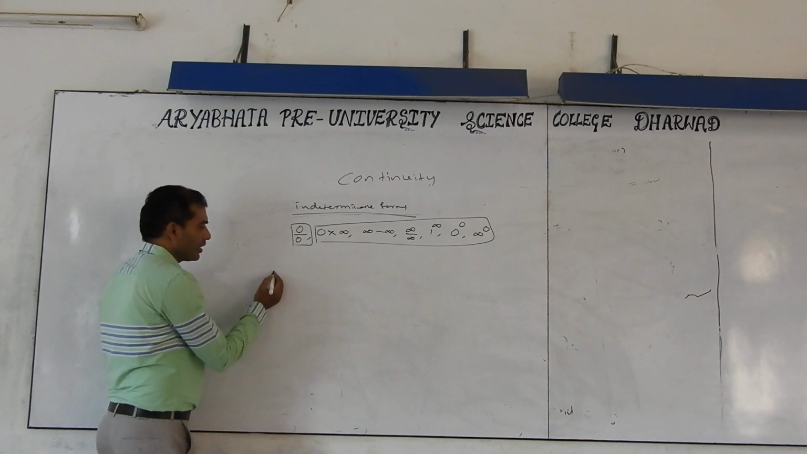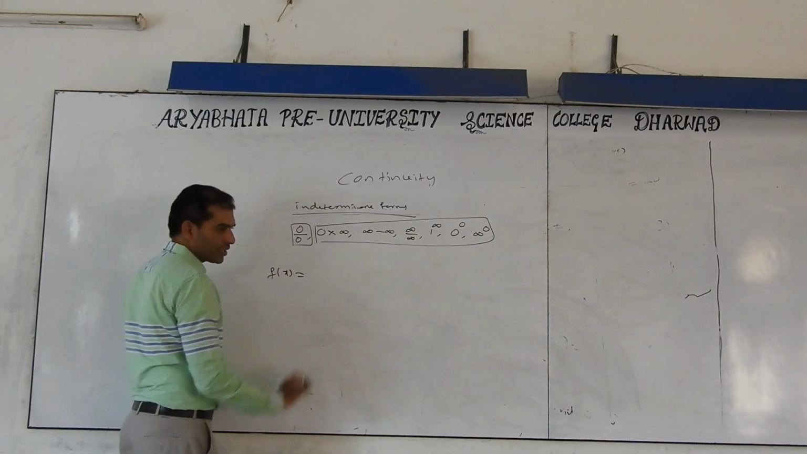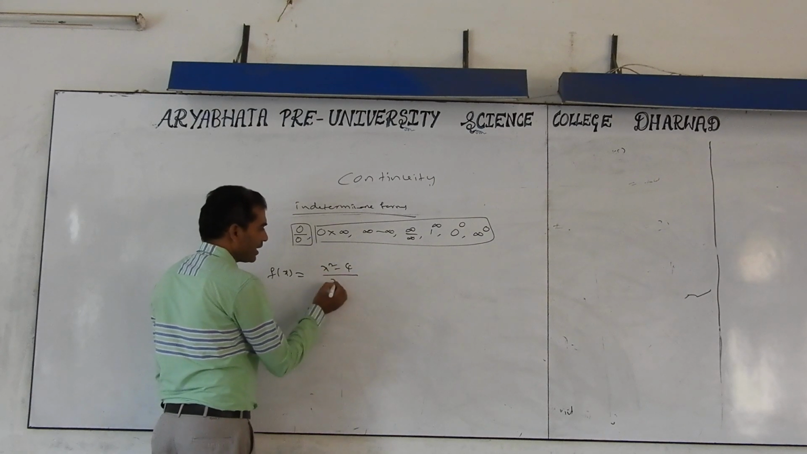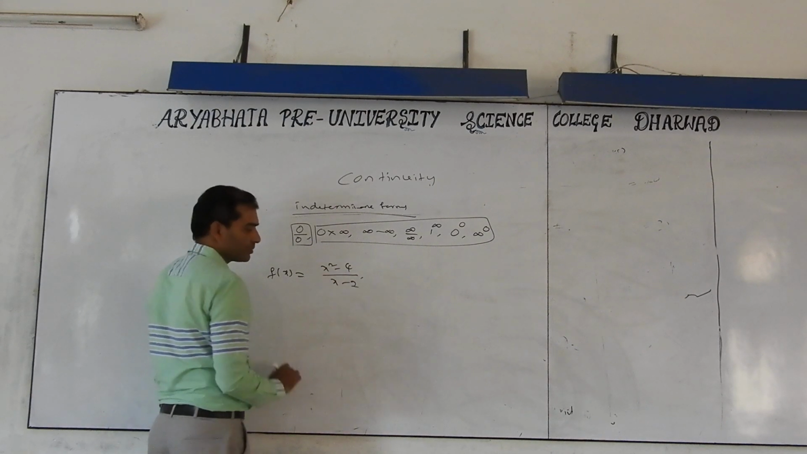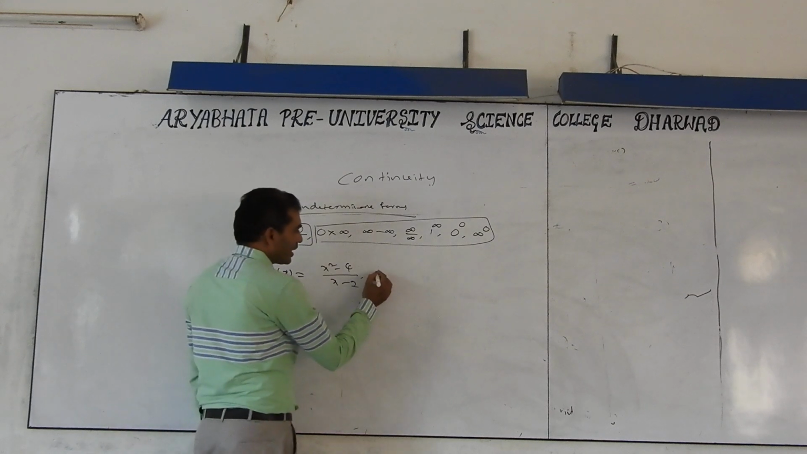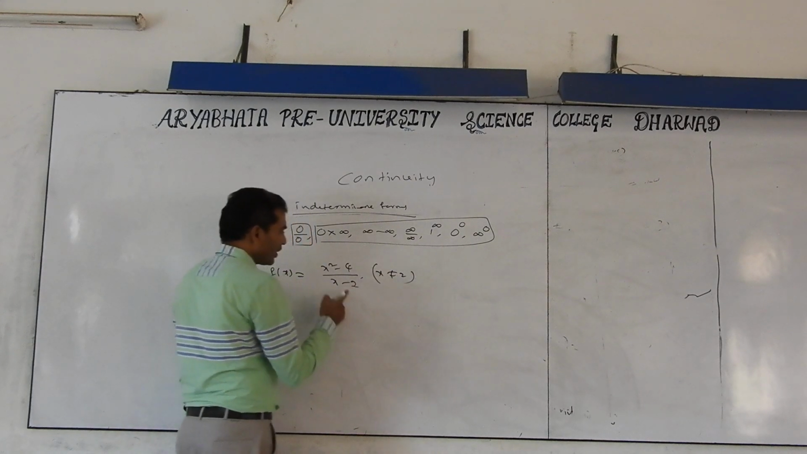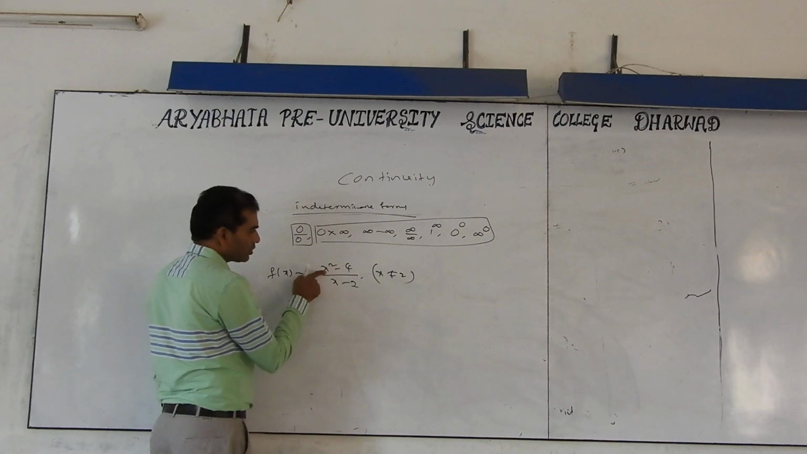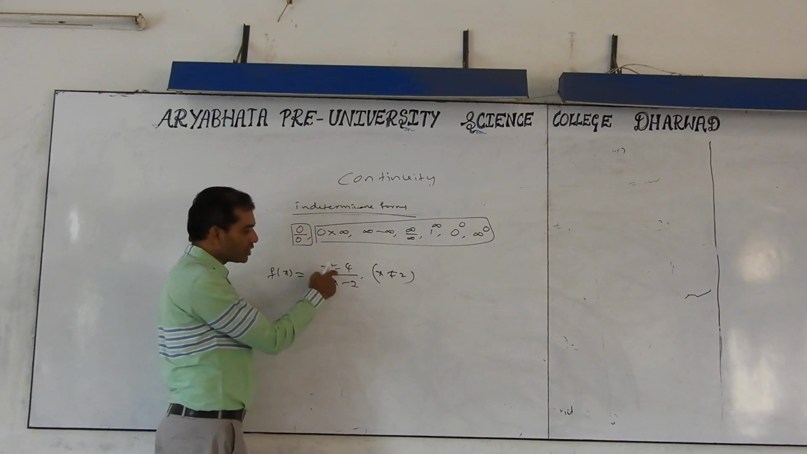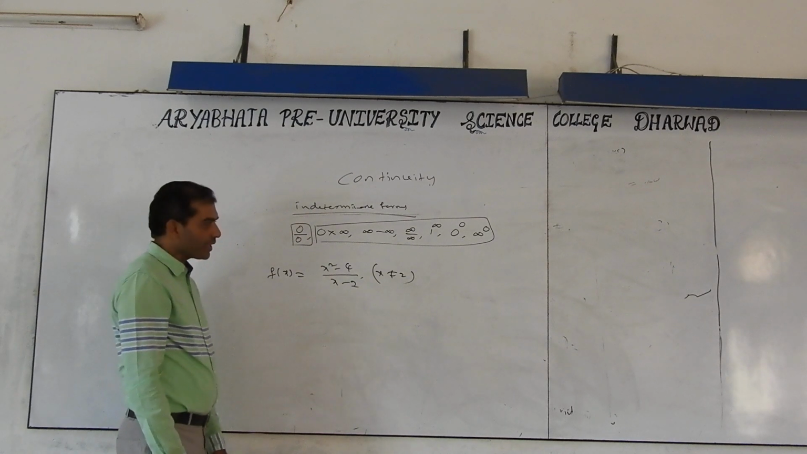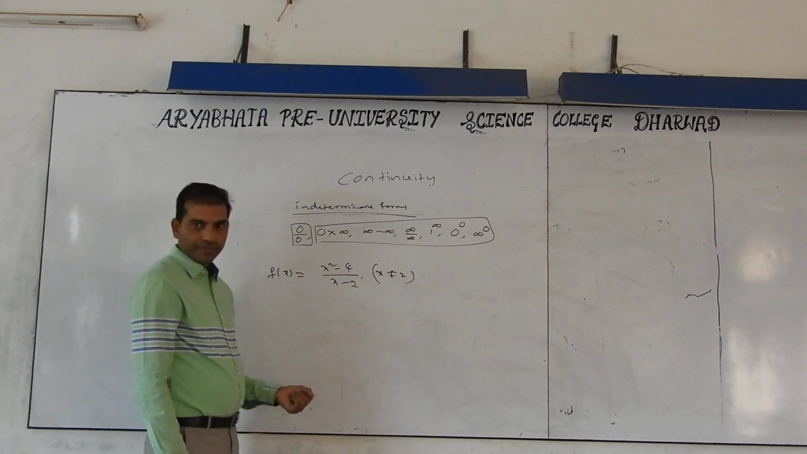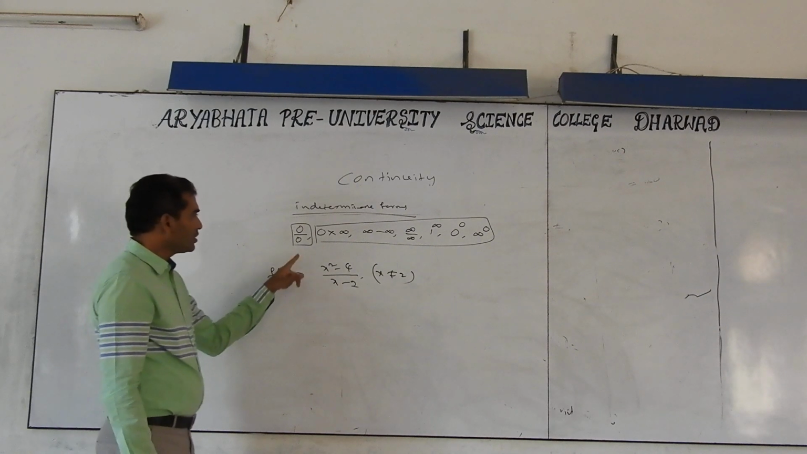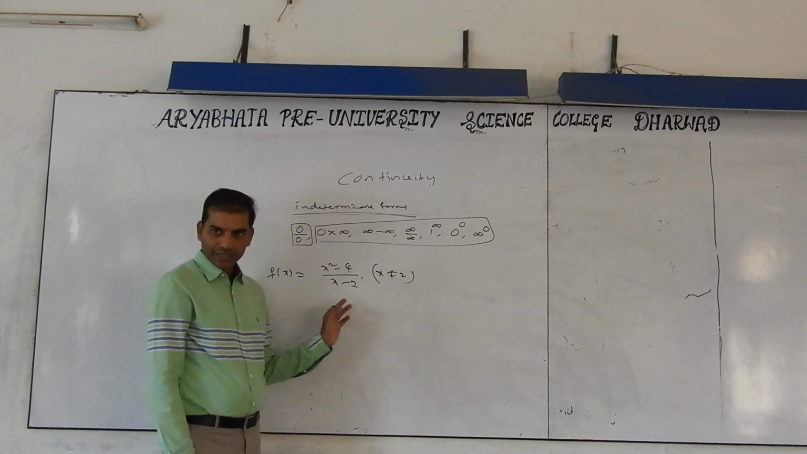For example, if you take the function f of x is equal to x squared minus 4 by x minus 2, here x is not equal to 2. If you take x is equal to 2 here, what happened? 2 square is 4, minus 4 is 0, so 0 by 0 form, which is an indeterminate form. If it is 0 by 0 form, how to find the limit? Some standard formulas are there.